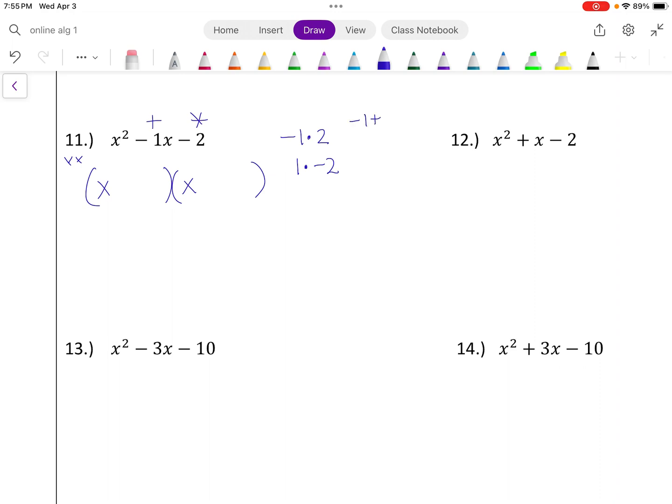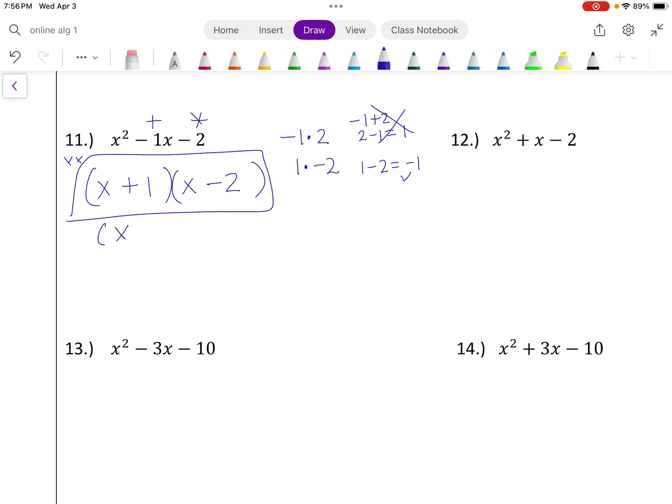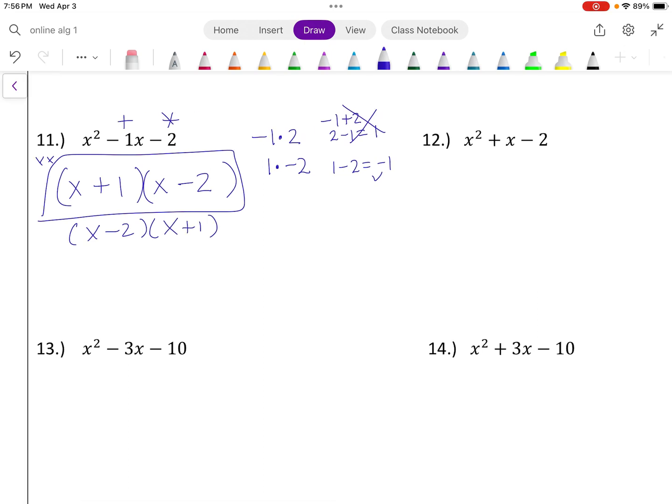Well, if I think about negative 1 plus 2, which you could also think about as 2 minus 1, that's a positive 1. That's not what we're looking for. But 1 minus 2, that's a negative 1. So that must be our pair of numbers. I need a positive 1 and a negative 2. That's my factored form, x plus 1 times x minus 2. And again, you could flip those around and that would be fine. All right, let's do number 12. x squared plus x minus 2.